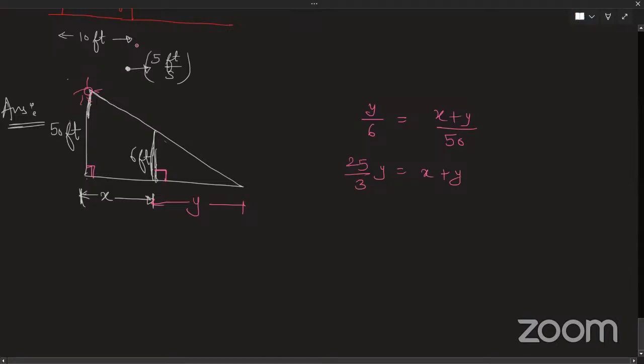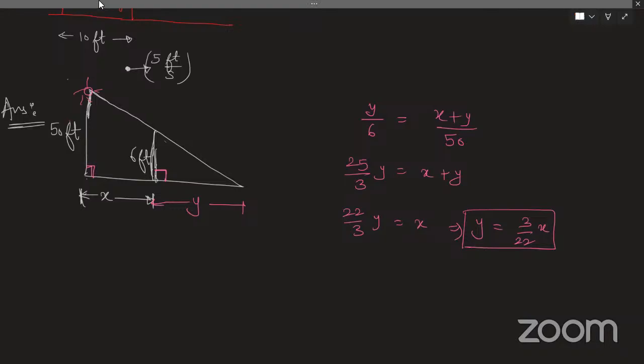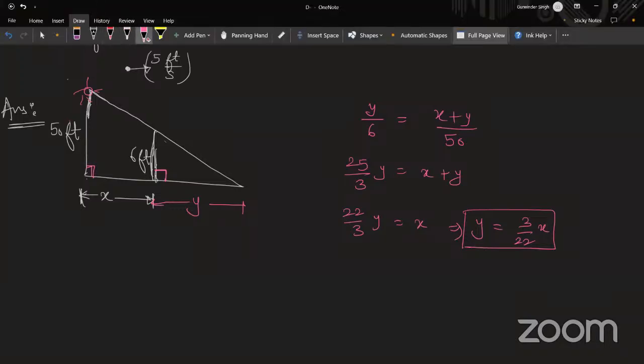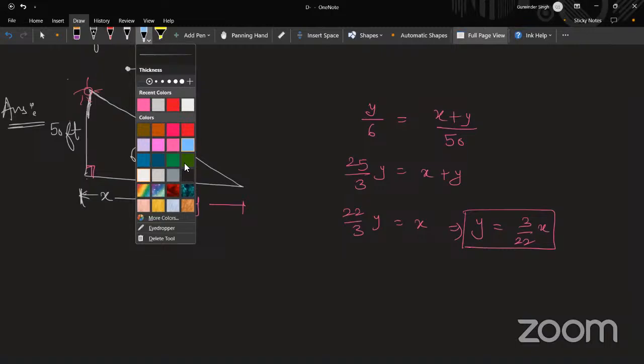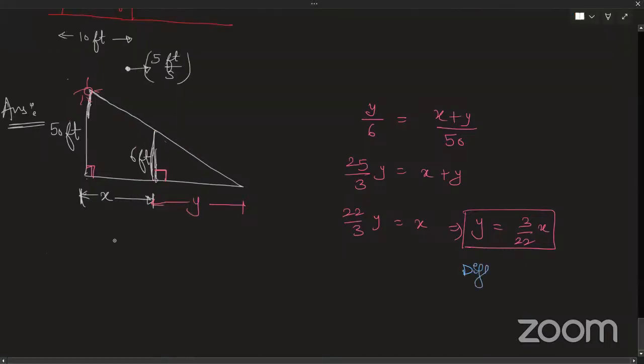So I will subtract it. So it will be 22 by 3 of y is equal to x. So can I write my y in terms of x? It is 3 by 22 of x. My length of y is 3 by 22 times of x. If I differentiate this thing with respect to t, so dy by dt is equal to 3 by 22 times dx by dt.